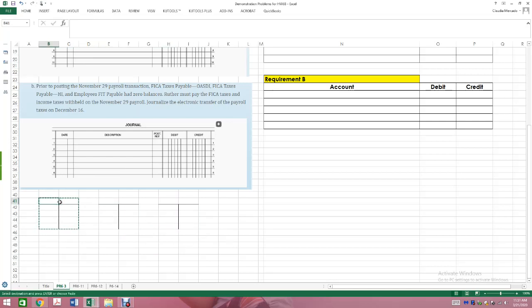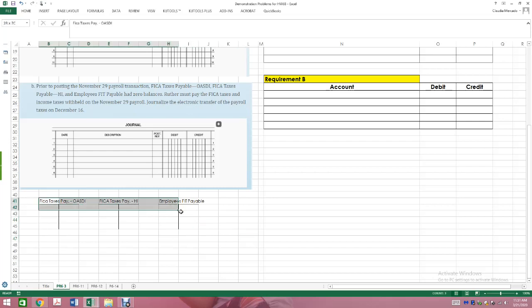Okay. So the first one is going to be my FICA taxes payable, and this is OASDI. Okay. The second one is going to be my FICA taxes payable HI, and then the third one is going to be my employees' federal income tax payable. Okay, those are the 3 accounts that we have right here that they're asking us to record the transfer of the payroll taxes.